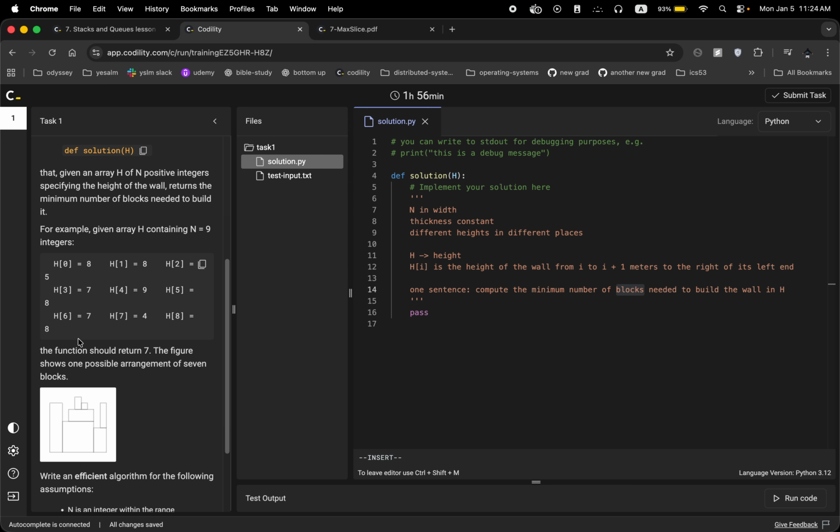h0 is 8, h1 is 8. So 8, 8, 5, 7, 9, 8, 7, 4, 8. Okay, so these are the heights of the walls. So I'm assuming this is 8, and then this is 8. This is 5, and then 7.